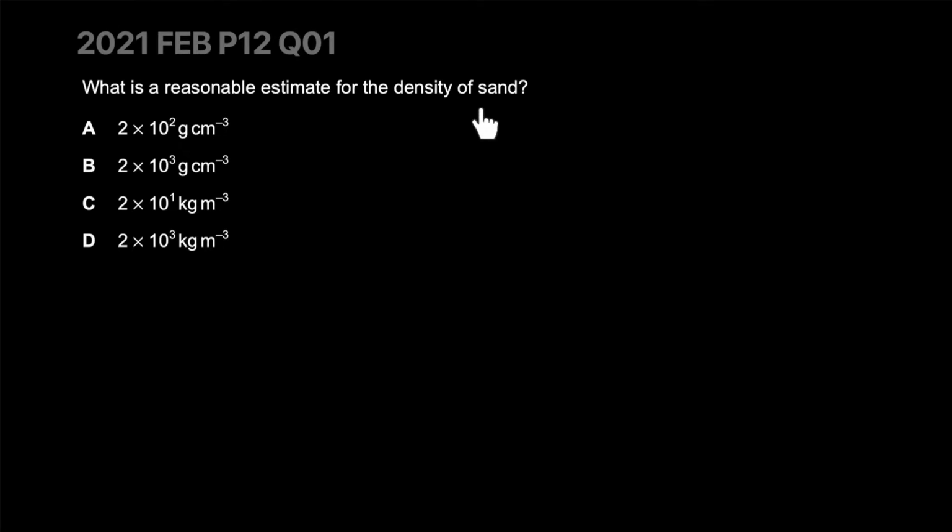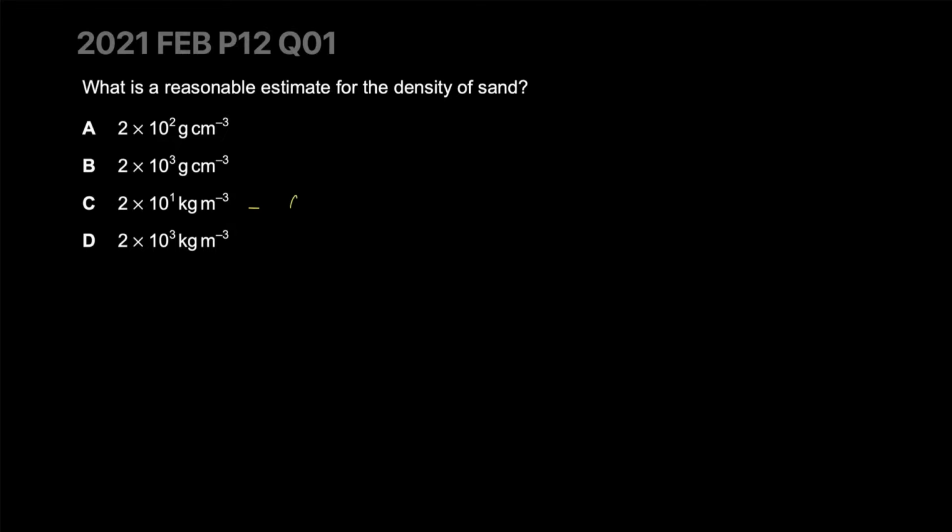What is a reasonable estimate for the density of sand? So we have two values that are grams per centimeter cube and two values which are kilograms per meter cube. Now for consistency, I'll convert the bottom two to grams per centimeter cube. I could do it the other way as well, but I just prefer to do it this way.